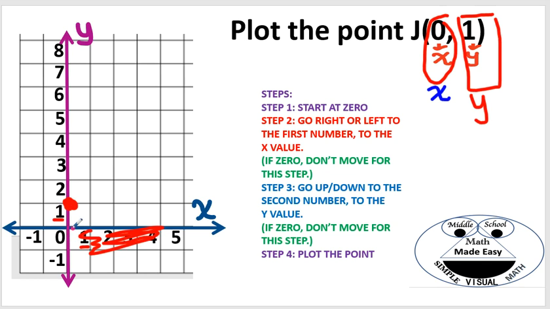You have to stay where x is equal to 0, and then you move up to y equals 1. And this is the point 0, 1. So the point 0, 1 is on the y-axis. And let's just check to make sure that this is the correct point.